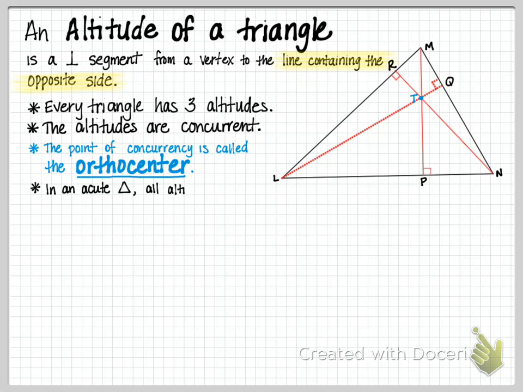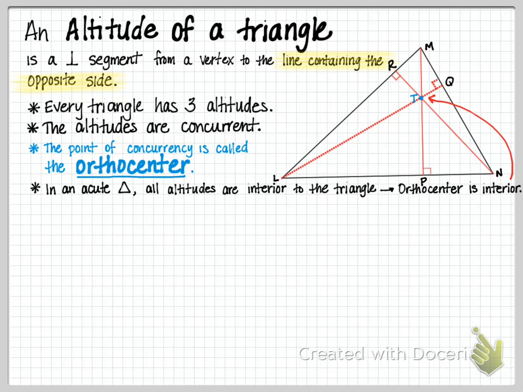Now, in an acute triangle, like the one that we started off with, triangle LMN, all the altitudes are interior to the triangle, so therefore the orthocenter is interior. And there's the orthocenter.